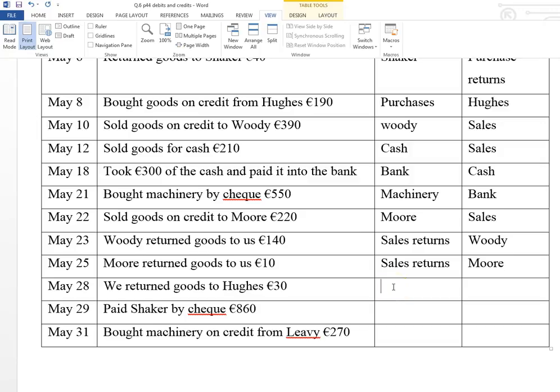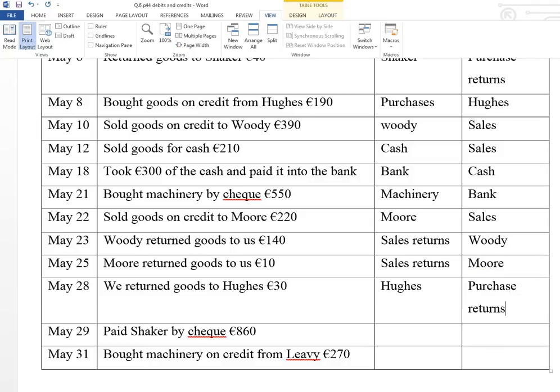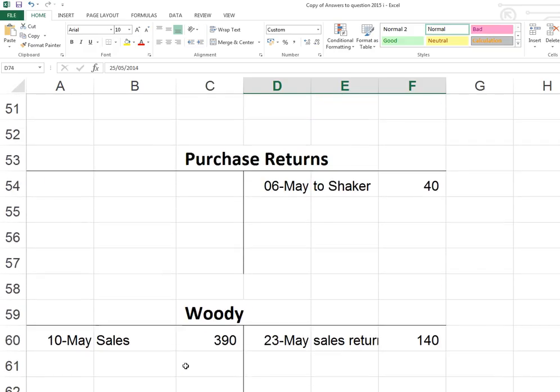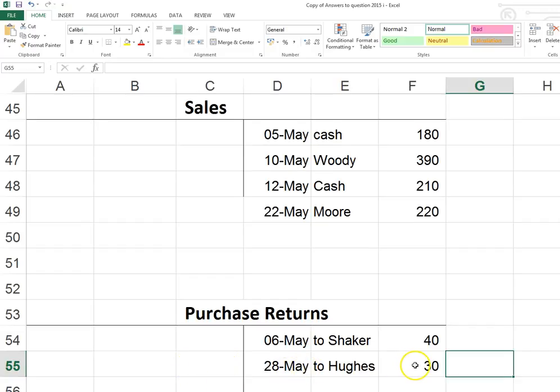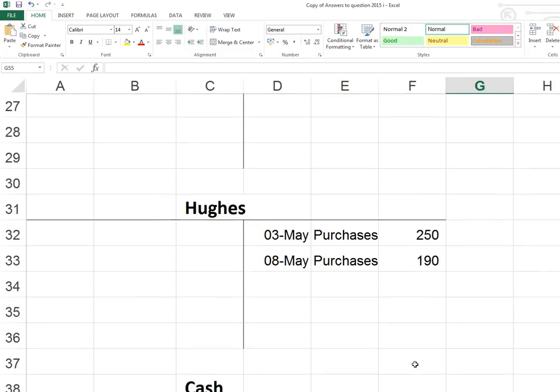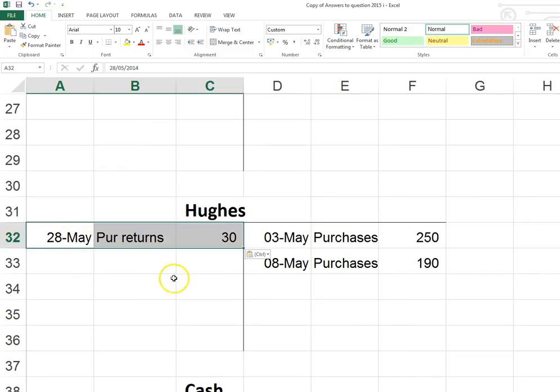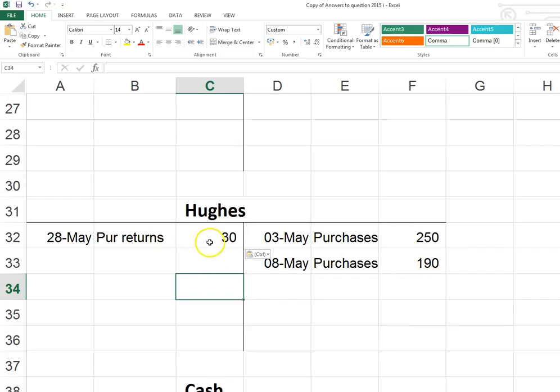Three left. Return goods to Hughes. So Hughes is receiving goods, so Hughes should be the receiver, the debit, and we returned goods, so the business returned goods, so this must be goods that we purchased. So purchase returns are the two accounts. And do we have a purchase returns account? We do. So we don't have to open up any new account, we just find Hughes and purchase returns. Okay, so here's purchase returns. So purchase returns is credited with 30, and then we find Hughes and debit Hughes with 30. And that's going to reduce what we owe them. Anything on this side will reduce the overall bigger credit balance.